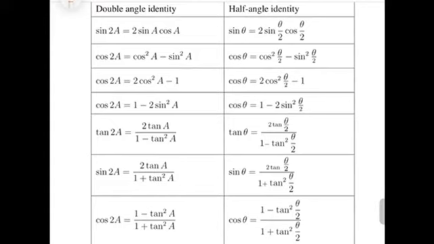Half angle identity. In this table you can find all the half angle identities. So how will you get a half angle identity? We are using the double angle identity formulas to calculate half angle identities. Instead of A, you have to substitute A by 2, or instead of theta, you have to substitute theta by 2 in the given double angle identity.